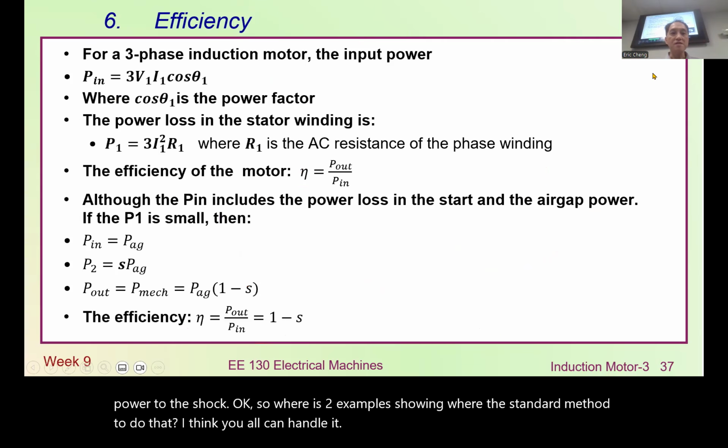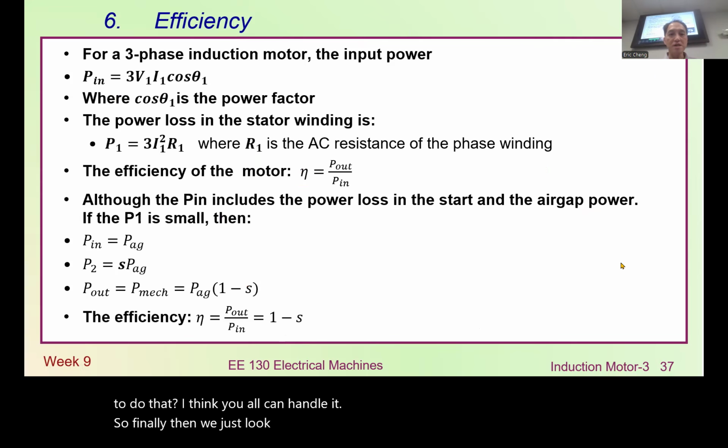So finally, we just look into the efficiency. The efficiency of a motor relates to a few things.